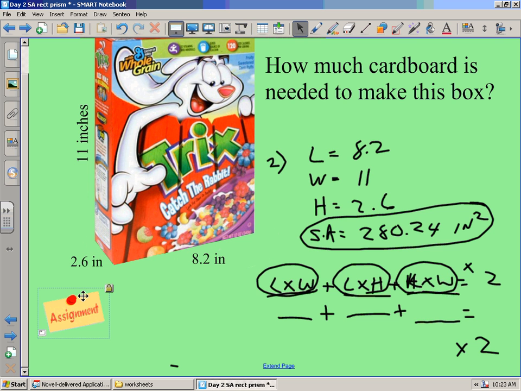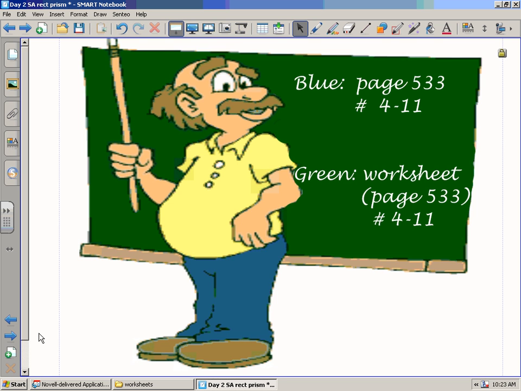The assignment today is the same for both classes. However, the only class that has the book for it is the blue book, because it's coming out of the blue book. So if you are in regular math class, it's going to be on page 533, numbers 4 through 11. The green book is going to do a worksheet of that exact same page.